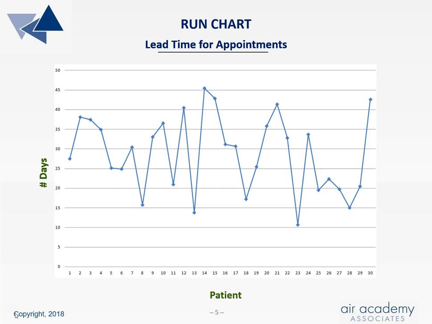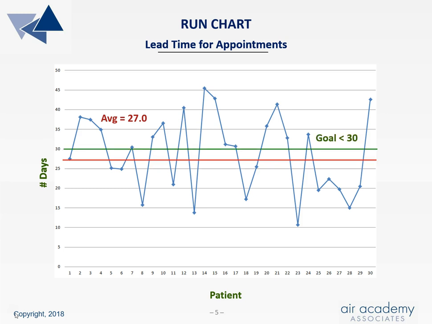The run chart in this example is lead time for appointments. It shows the average line as well as the goal. If the goal is the maximum value I want the measure of performance to reach, then when I exceed 30 days, clearly that is not good. What percent of the time am I willing to exceed 30 days without declaring that the process is not performing the way that is desired?